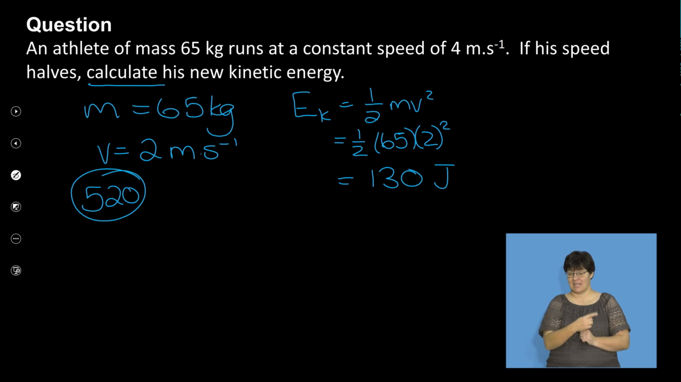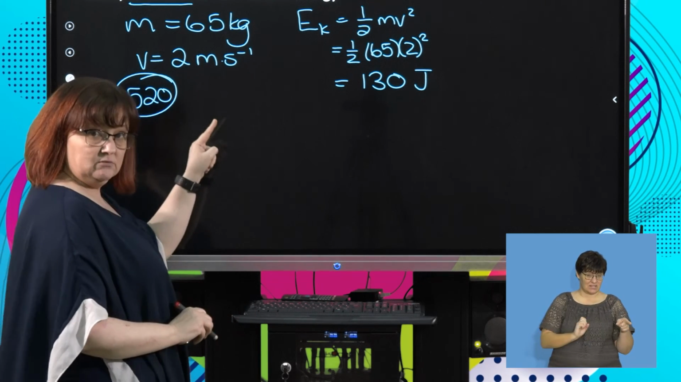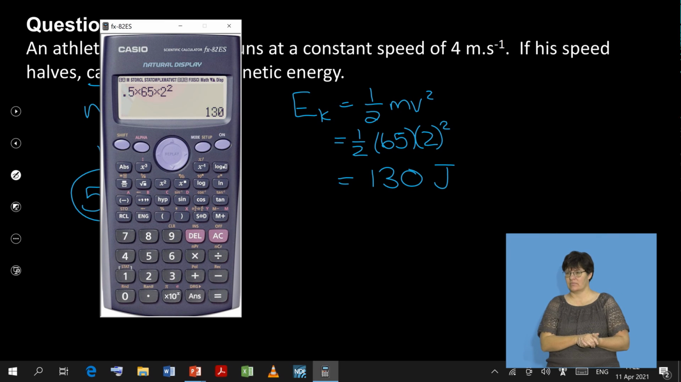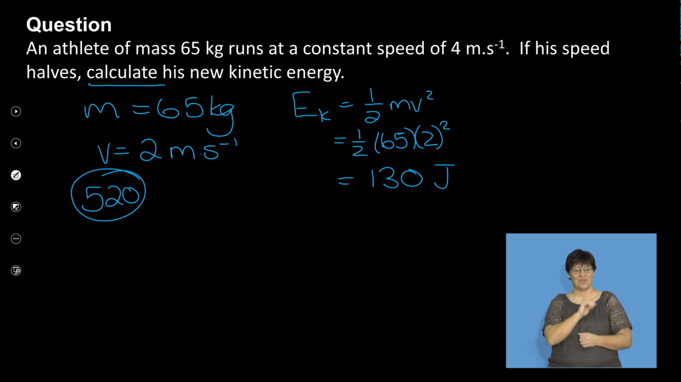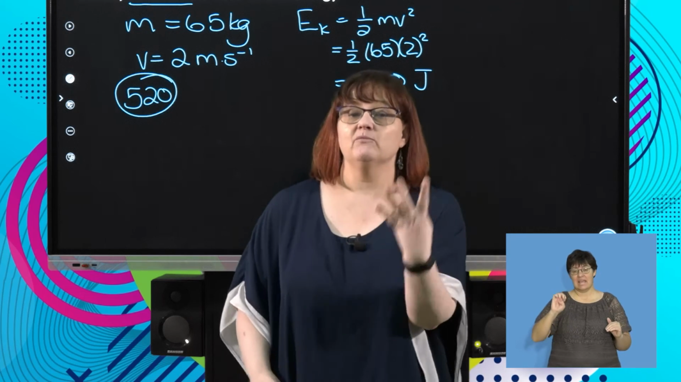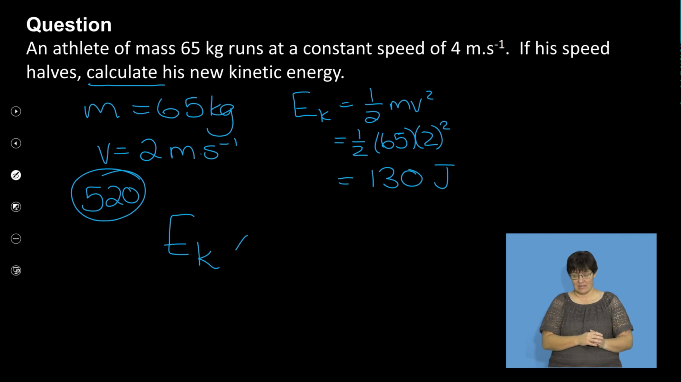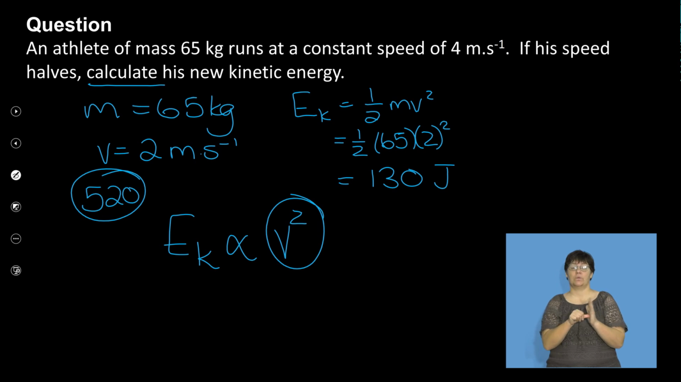Now, I said to you that I expect that this must be 4 times smaller than my original. Let's see if that is what happened. So I'm going to go 520 divided by 130, and I get 4. You can see it's 4. So I got exactly what I was expecting. The velocity halved, and the kinetic energy became 4 times smaller, because kinetic energy, remember, is directly proportional to v squared. That square is very, very important.